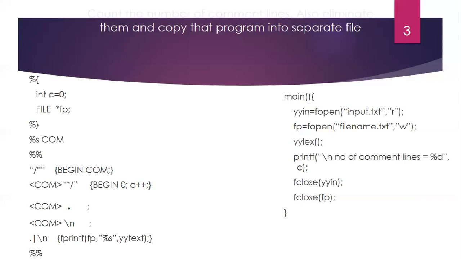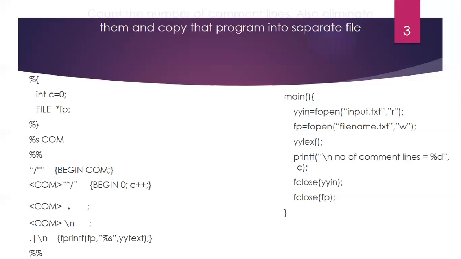So in the main subroutine part, if you see, we are opening our input source file in the read mode and assigning that to the yyin file pointer. Then we are opening another file in the write mode. Here the name I have given as file name.txt. So it's assigned to the file pointer FP. So in that we will be writing all the input excluding the comment lines.